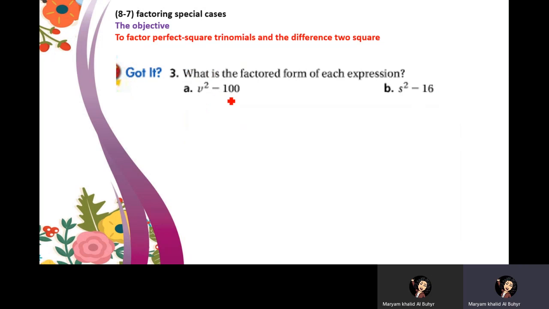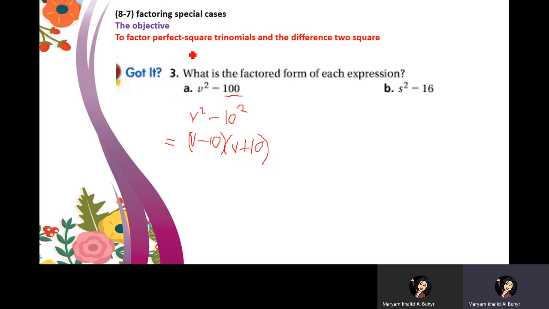Here is the same thing. I will change this one into a square, so I can write v to the power 2 minus 10 to the power 2. So that is equal to, corresponding to what I have, (v minus 10)(v plus 10).